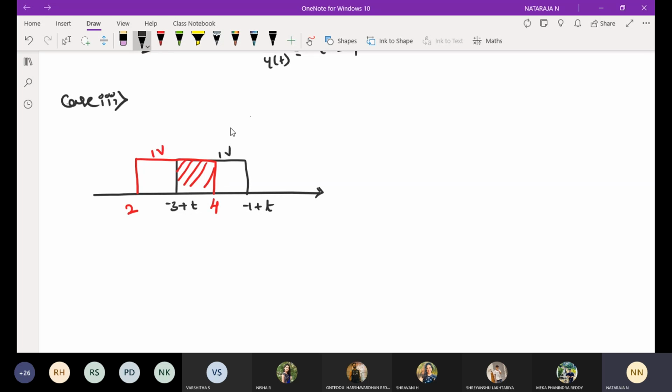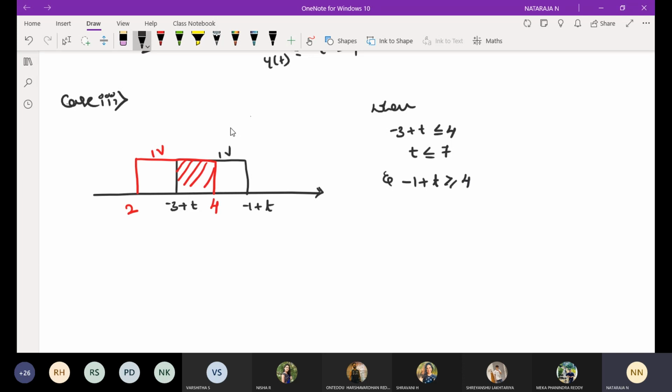Now, I will take 4 as my reference. Why? Because I'm going to move towards left and right with respect to x of tau. So, this 4 is in between these two. That is why now I will take 4 as my reference. When minus 3 plus t will be less than or equal to 4, where t will be less than or equal to 7. If I am going to send this to the right side, it will be plus 7, so that then minus 1 plus t will be greater than or equal to 4.